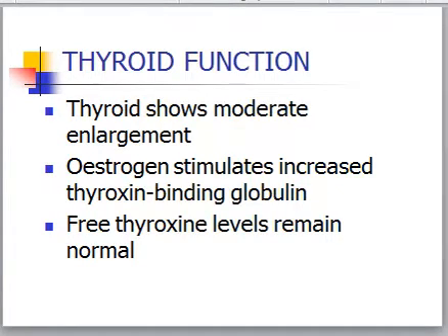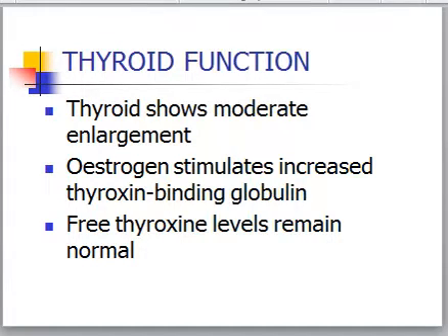What will happen in the thyroid function? The thyroid shows a moderate enlargement. Estrogen stimulates the increase in thyroxine binding globulin. Free thyroxine level remains normal. What is the reason behind that? There is a depletion of the iodine pool due to the increased renal excretion of iodine. This leads to the moderate increase in size of the thyroid gland.